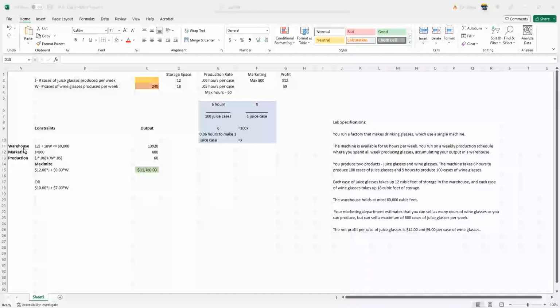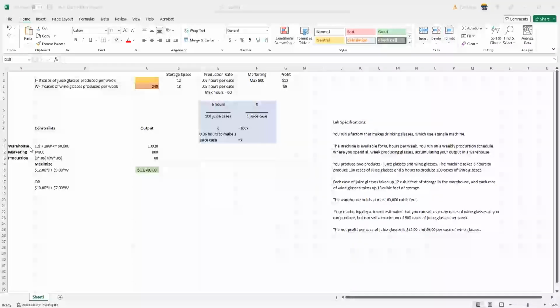We have a warehousing constraint, a marketing constraint, and a production constraint. And you know, this is a very practical problem. Any of you who work in manufacturing know that's very typical. Those are constraints that do exist, plus many, many more. So where do we begin?